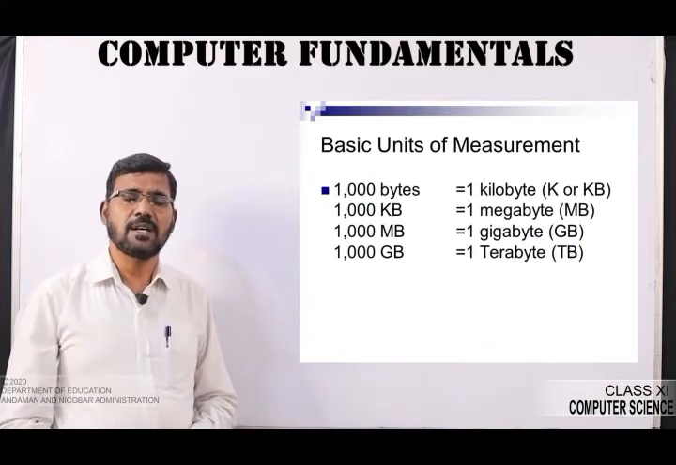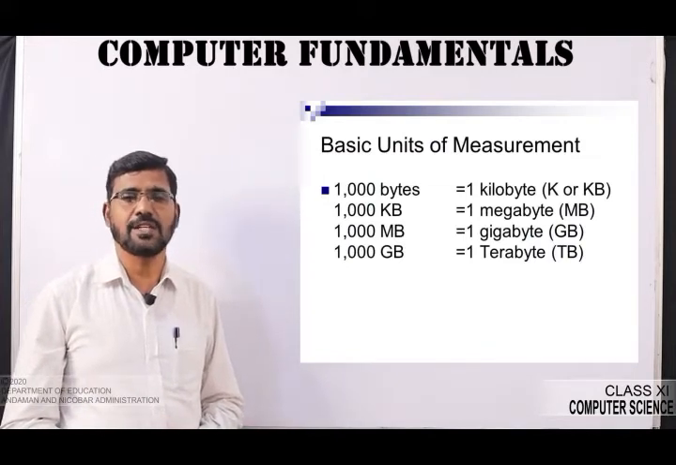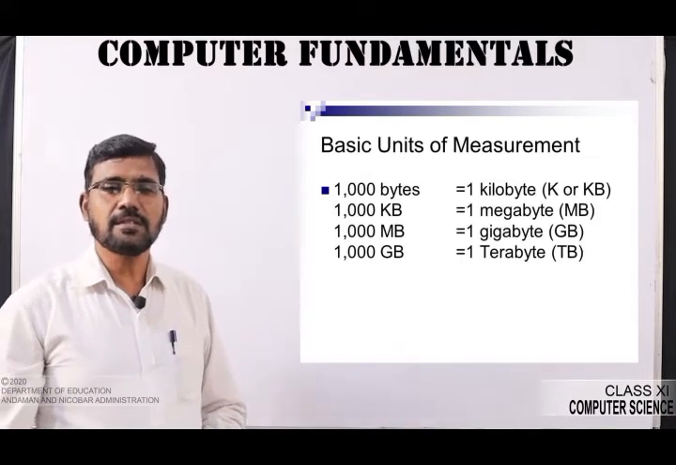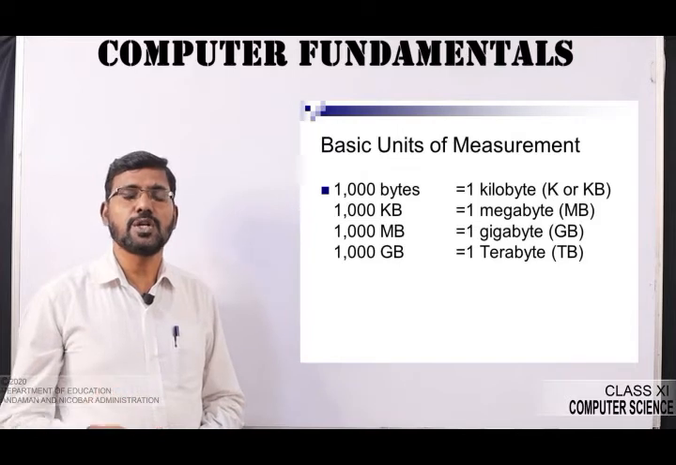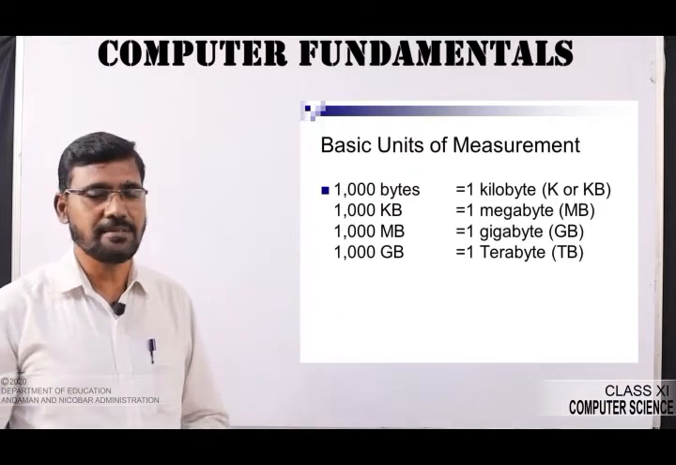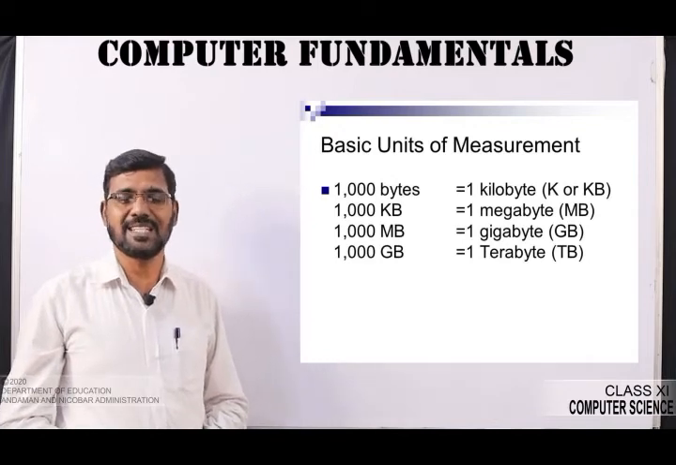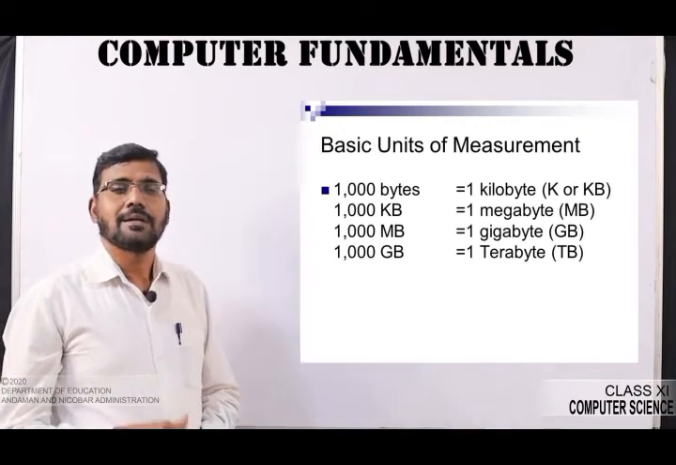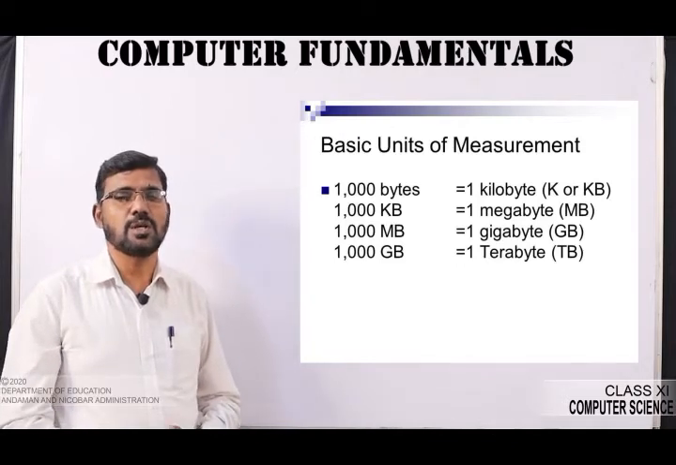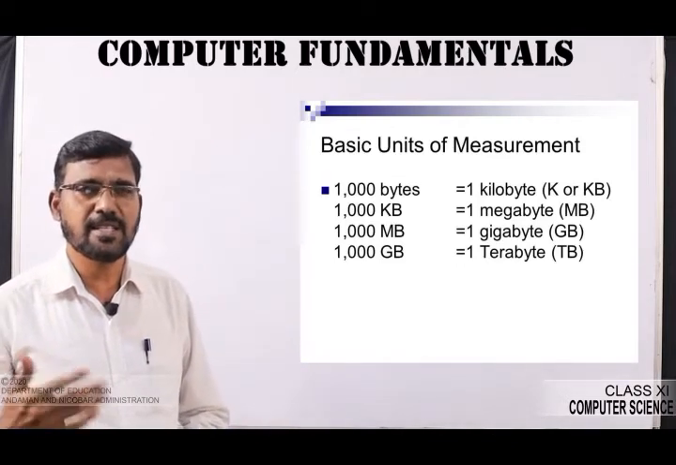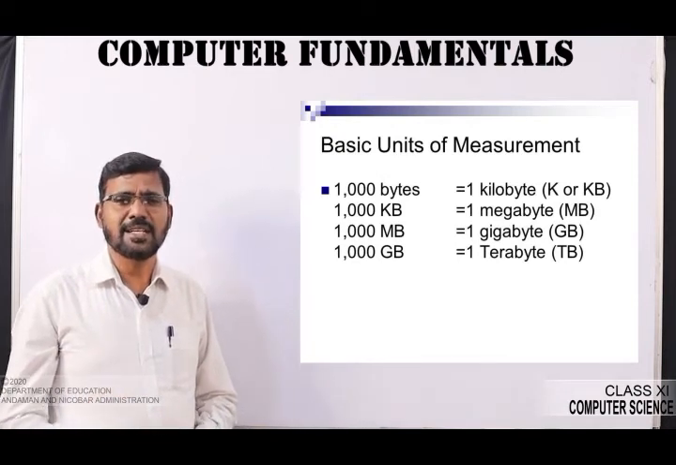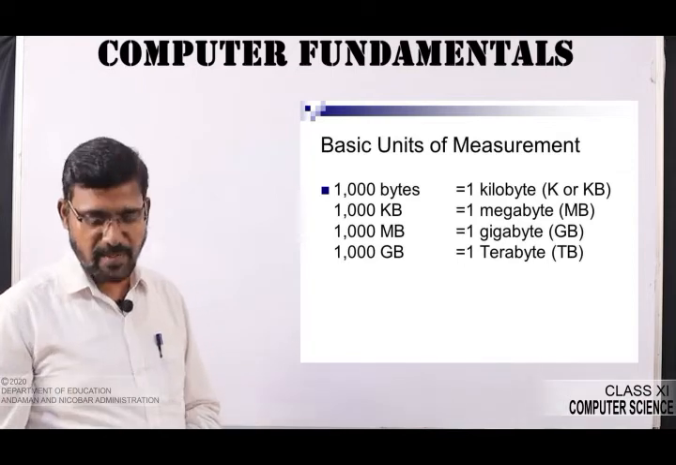So, the basic units of measurement: 1000 bytes is equivalent to 1 kilobyte, in short form written KB. The same way, 1000 kilobytes is equivalent to 1 megabyte, that is called MB. Again, 1000 MB is equivalent to 1 GB, that is called gigabyte. The fourth one is 1000 GB, which is equivalent to 1 terabyte. Furthermore, there are also petabytes and so on, up to yottabyte, but here I am only giving you the basic units of measurement.